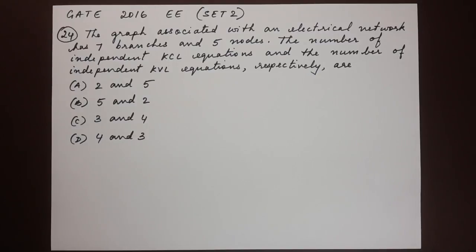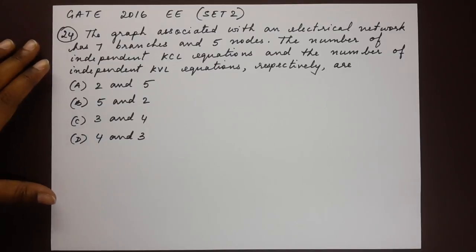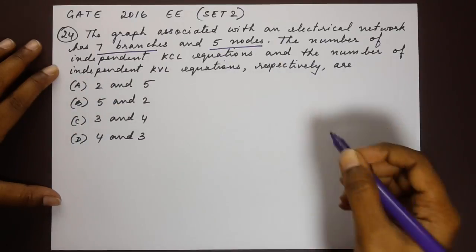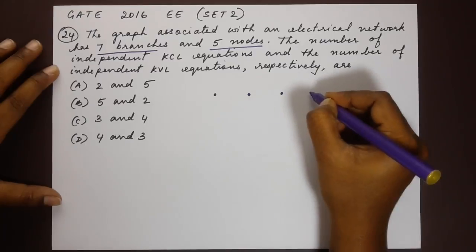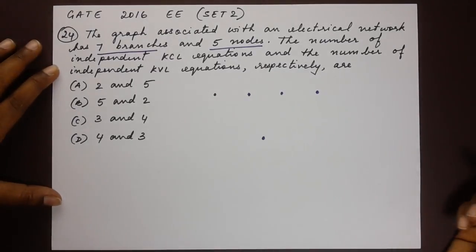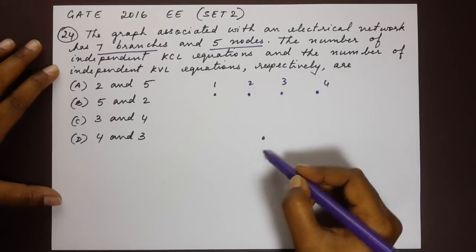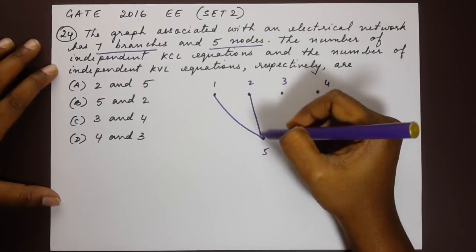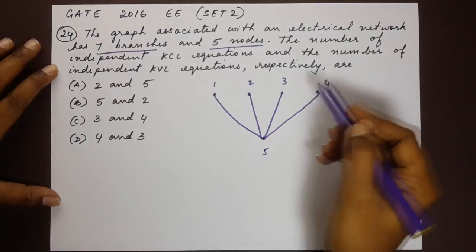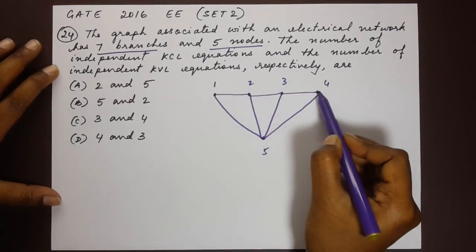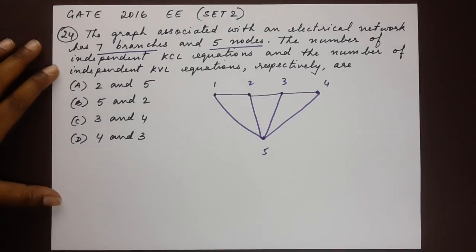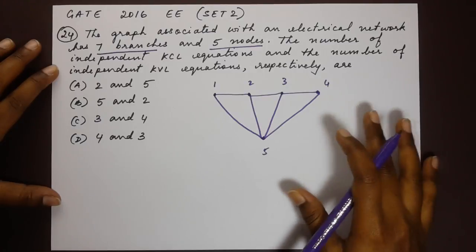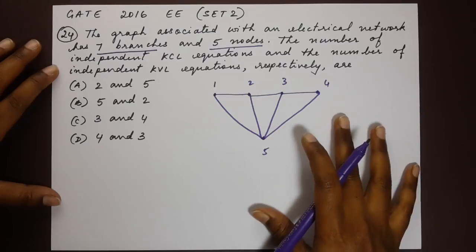Okay, so since they're talking about a graph, let's just assume a certain graph. It says that there are 7 branches and 5 nodes. So in general, I'm just going to put down 5 nodes here, 1, 2, 3, 4 and 5. We have 5 nodes here. And the graph has got 7 branches. So that's 1, 2, 3, 4, 5, 6 and 7. Okay, so here are the 7 branches. You can draw any kind of connections as you wish, but in general I have put it down this way.